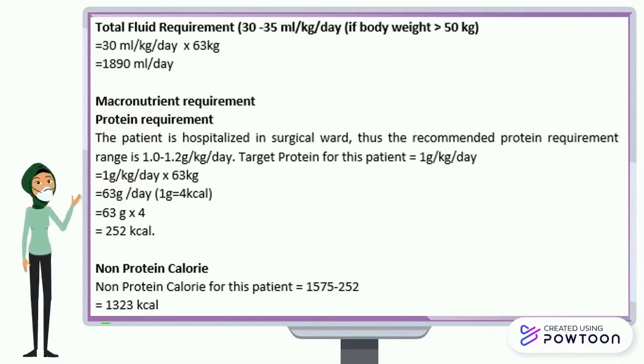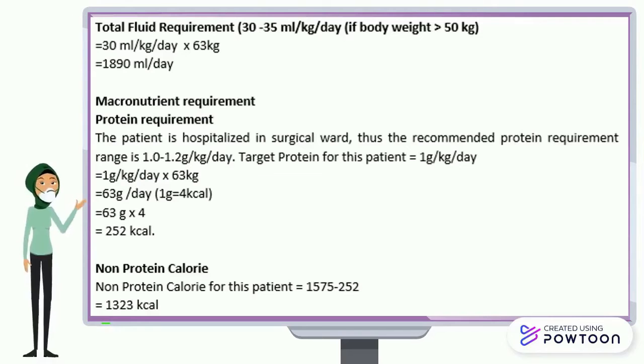the total fluid requirement. For calculating the macronutrient requirements such as protein requirement, we know that the patient is hospitalized in a surgical ward, thus it is recommended for the protein requirement range to be 1 to 1.2 grams per kilogram per day. Therefore, the target protein for this patient is 1 gram per kilogram per day. For calculating the non-protein calorie, it can be achieved by subtracting the protein requirement from the total calorie requirement.